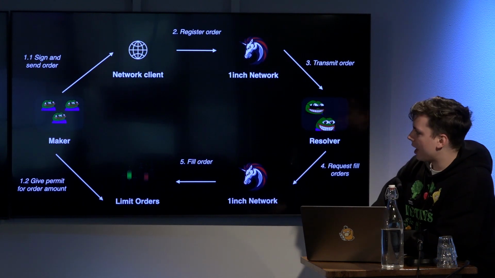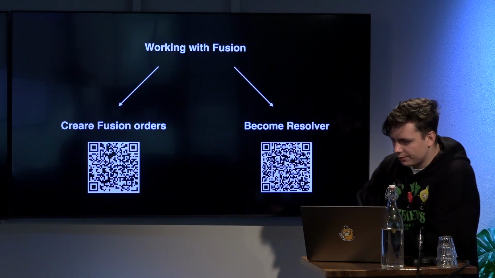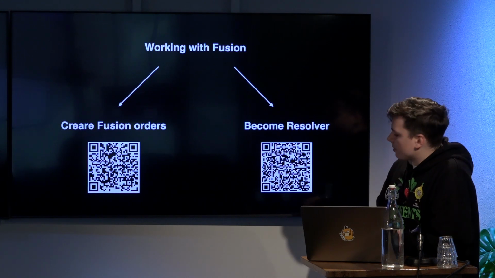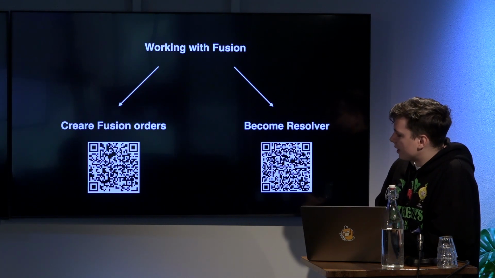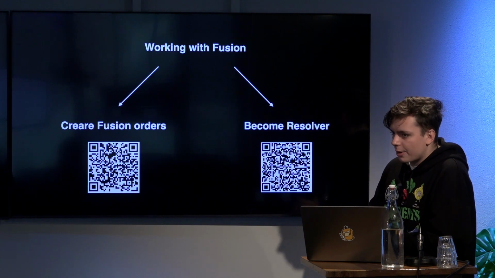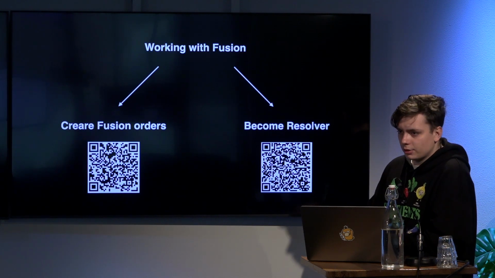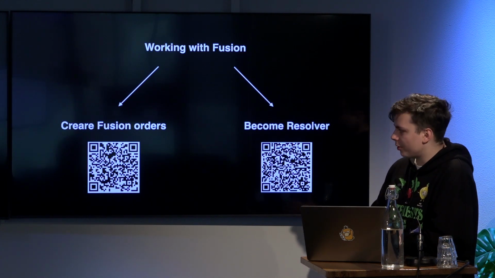So let's talk a bit about how we can work with Vantage Fusion, and maybe make a small example. I will show some small examples about that. There are actually multiple options for how you can work as a software developer with Vantage Fusion. The first one is quite simple. You can integrate Vantage Fusion into your API, your wallet, your dApp.